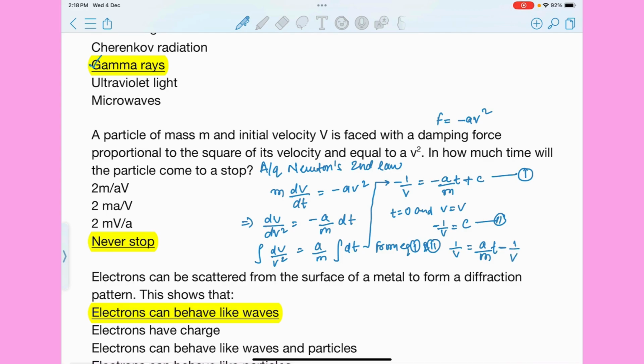So the particle comes to a stop when v is equal to 0. However, as v approaches 0, 1 upon v will approach infinity, which indicates that the particle will never come to an exact stop in a finite time. So the answer is option number 4.